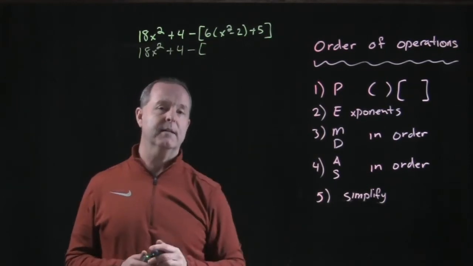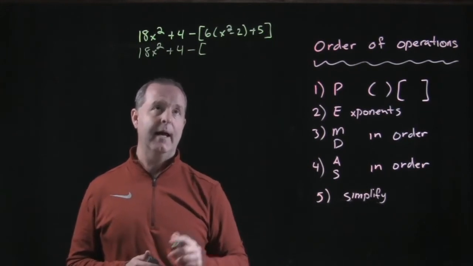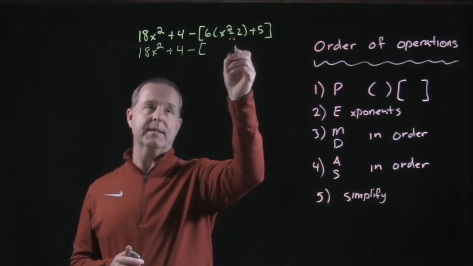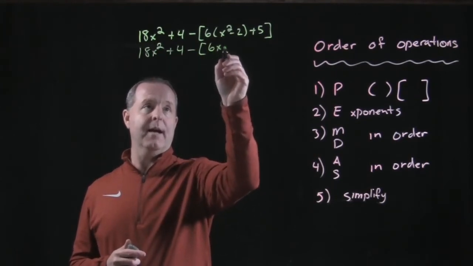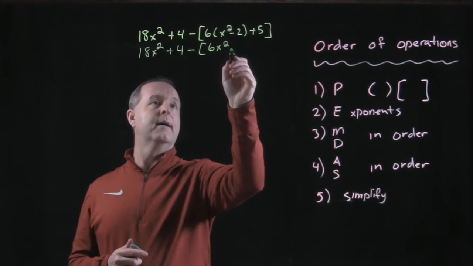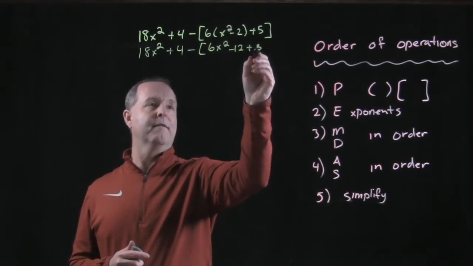In this parentheses, I cannot add anything inside. Those are unlike terms. However, I can distribute the 6 across those terms. So this becomes a 6x squared minus a 12 plus a 5.